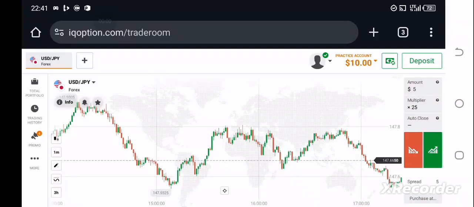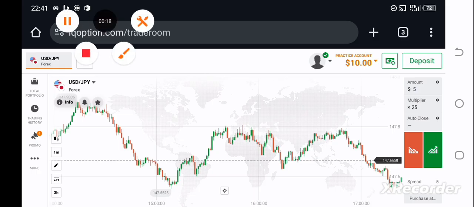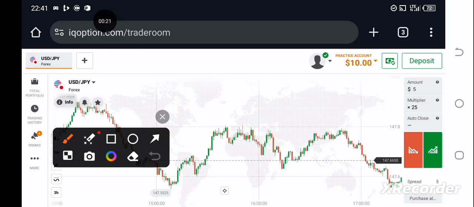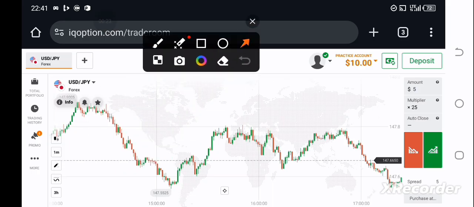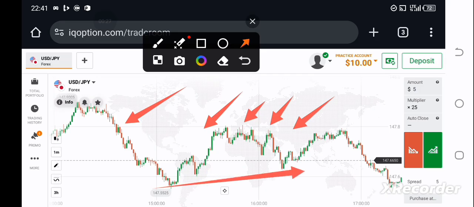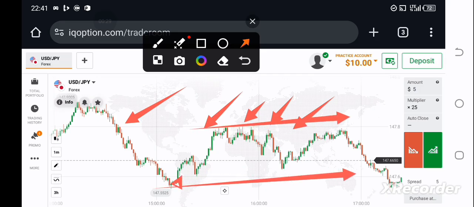So I'm on the live market, and then you can see clearly that I've seen the chart. I've seen the particular pair you took the screenshot of. This is USD JPY 1 minute candlestick time frame. Okay, so you can see here, these are the entry points I was telling you about, right? So this is the market movement. Okay, like I said, like this, like that.